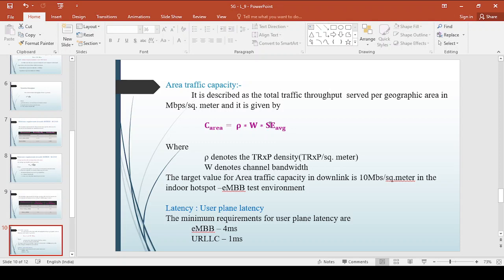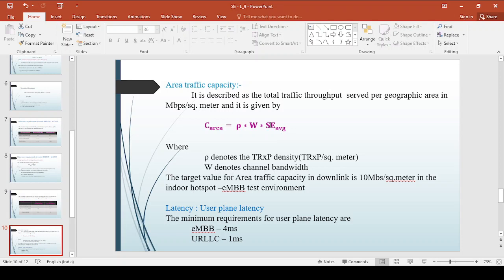Now the area traffic capacity is calculated by C area equals rho into W into SE average. What is rho? It denotes the density of transmitting and receiving points, and W is the channel bandwidth, and SE average is nothing but the average spectral efficiency, and the formula we have represented in the previous slide.